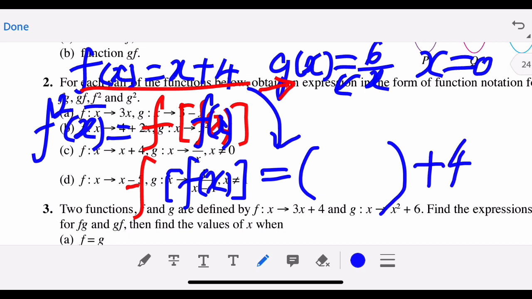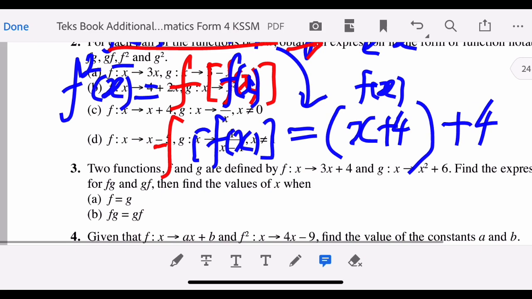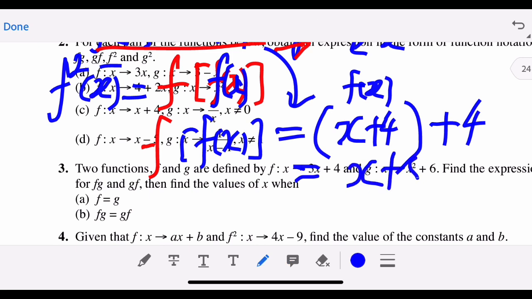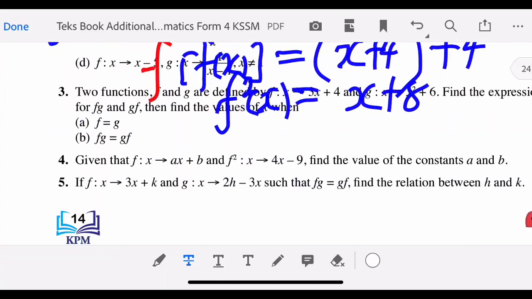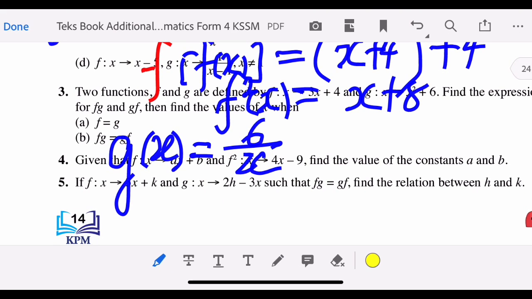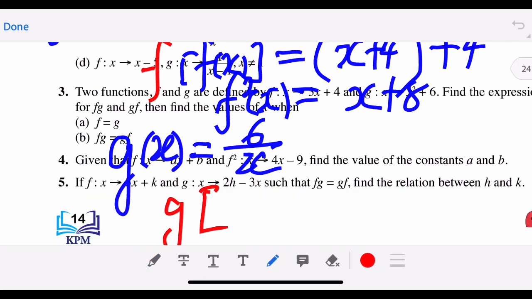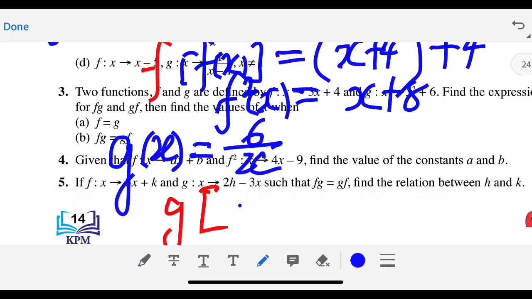So here I will substitute fx, but the fx is x plus 4. So x plus 4 plus 4, I will get x plus 8. Right, so the answer is x plus 8 for f2x. Okay, how about g2? Gx is 6 over x, right? Gx is 6 over x. Now which one is the function when it comes to g2? The function is g, and the object is gx. Right, so we will refer to this.